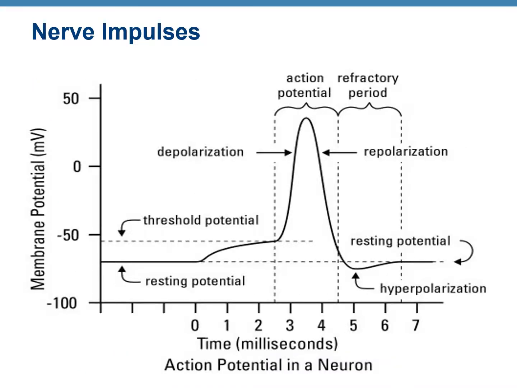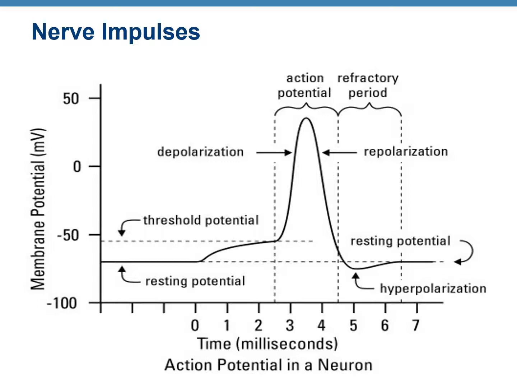This graph shows the action potential in a neuron. If you look at the y-axis, it denotes the membrane potential in millivolts. Anything above 0 is positive, below 0 is negative. The x-axis shows the time in milliseconds. At the beginning of the graph, it is the resting membrane potential. You see the membrane potential is at baseline.